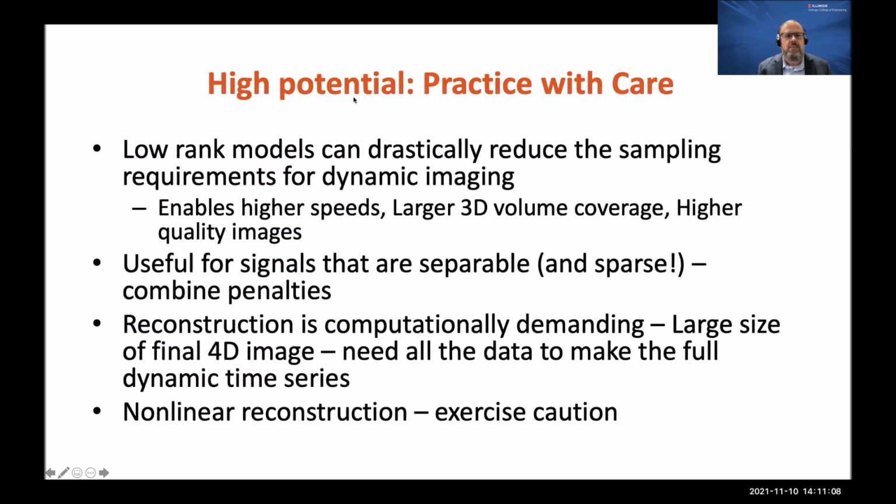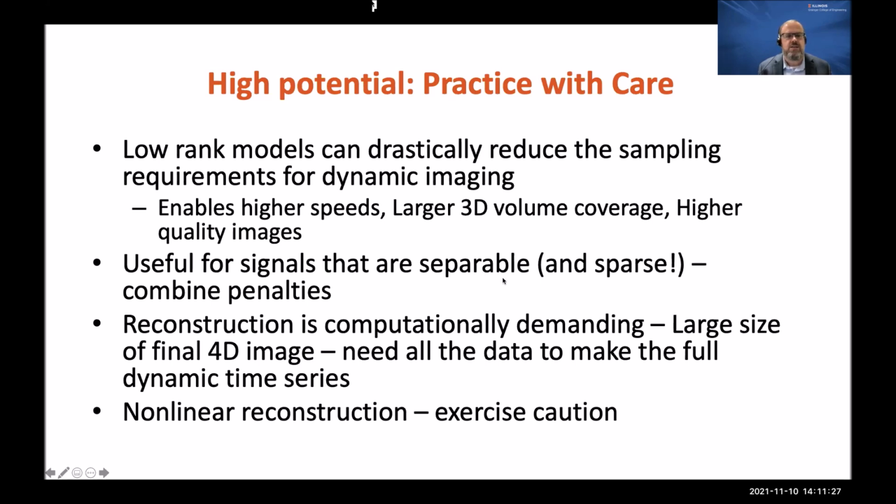So there's really high potential from these low rank models. They can drastically reduce the sampling requirements for dynamic imaging. They enable higher speeds, larger 3D volume coverage. You might get higher spatial resolution. You can spend your time getting exactly the type of imaging information you want, and you can design temporal sampling to match what you want temporally too.